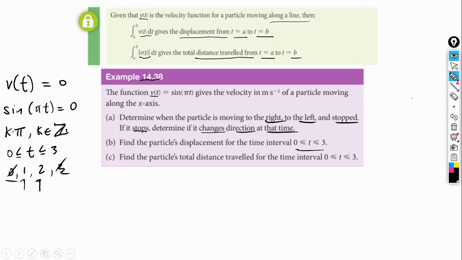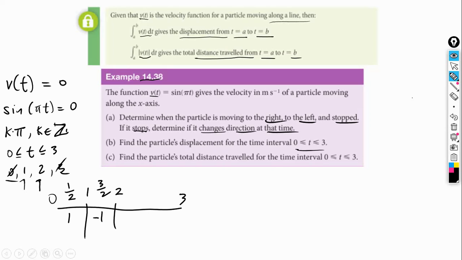So let's do a sign chart. Let's do 1 and 2. And let's plug in values for t that are between 0 and 3, because those are the endpoints, right? So something between 0 and 1. If we do 1/2, and if we do sine of pi halves, remember that that is equal to 1. If we do 3/2, which is between 1 and 2, we're going to get that sine of 3/2 pi is going to equal -1.